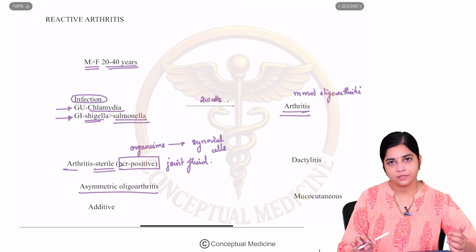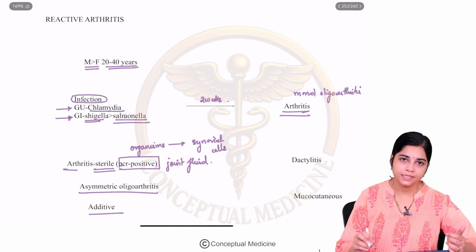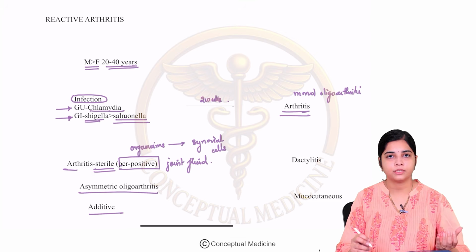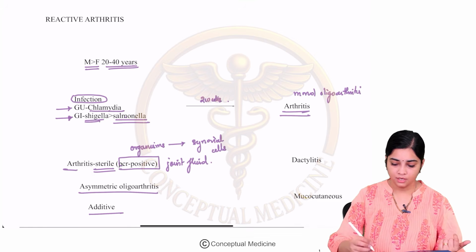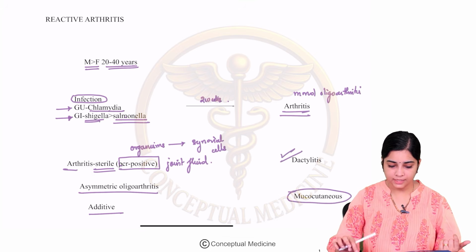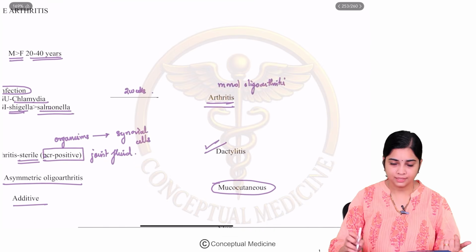What type of arthritis do you get? You get an asymmetrical oligoarthritis, and it is additive in nature. You may have one joint inflammation that settles down, then it goes to the next joint, and so on. Of course, there is evidence of dactylitis, and you can have certain mucocutaneous manifestations as well in reactive arthritis.